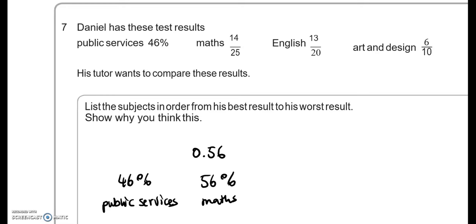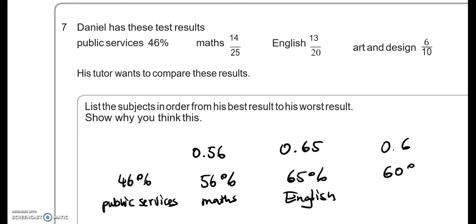English 13/20, so we're going to go 13 divided by 20, which gives us 0.65, which is 65%. And art and design, we've got 6 divided by 10, which is 0.6, which gives us 60%.